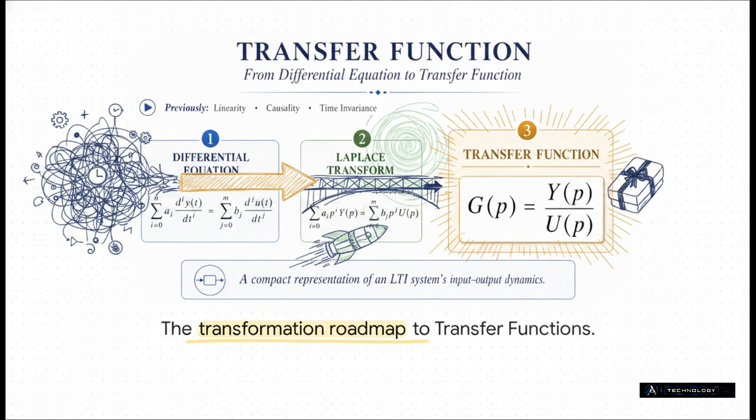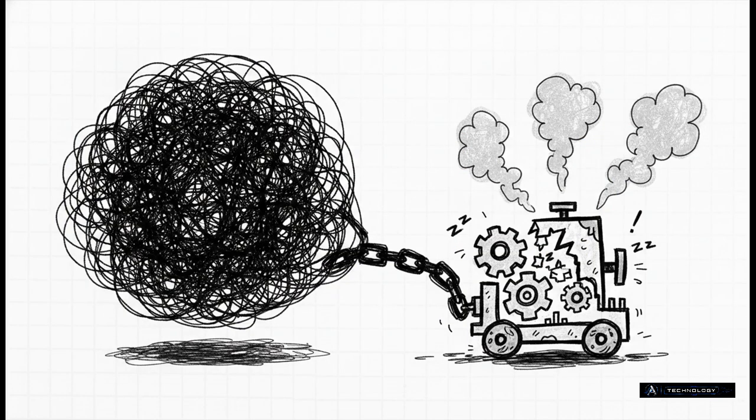Then we use the Laplace transform as our vehicle, basically a bridge, to cross over into a completely different mathematical space. And finally, we arrive at our destination, the transfer function. We call it G of p. This super compact representation takes all of that complex LTI input-output dynamic stuff and just packages it neatly. So let's break down exactly how we take this journey. To appreciate the cure, we really first have to understand the disease.